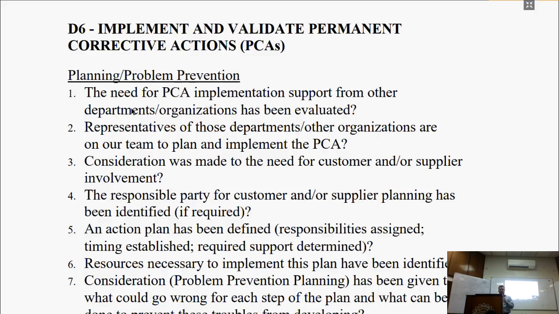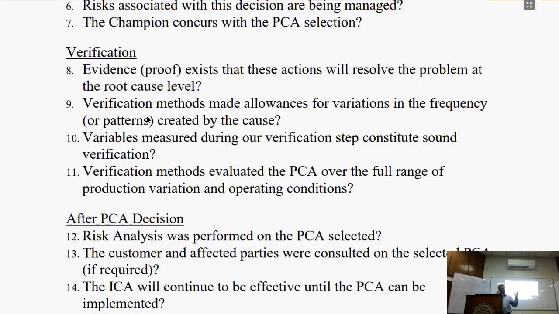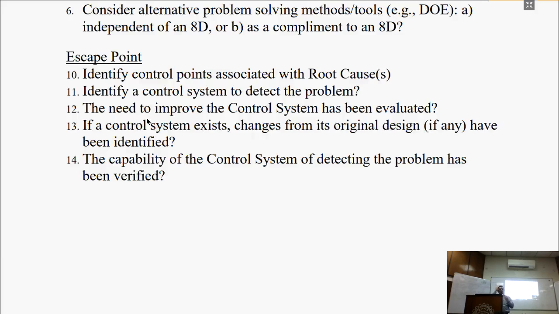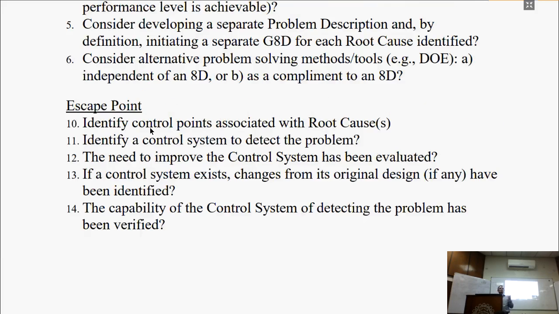Now this escape point, which was introduced later into the 8D and became more of a global 8D process, is to find out why your internal process didn't catch this issue. We call it the escape point. So why did the issue escape out of your factory and pass on to your customer?